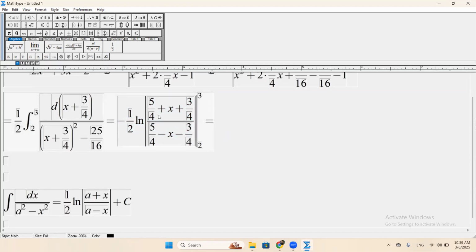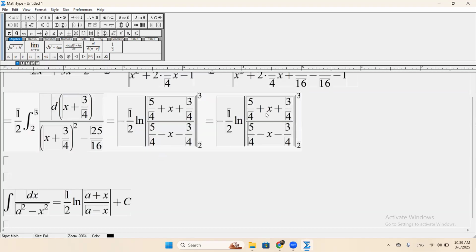So now let's simplify this expression a little bit. So both numerator and denominator. So 2 plus x. And here what do we have? 1 over 2 minus x.